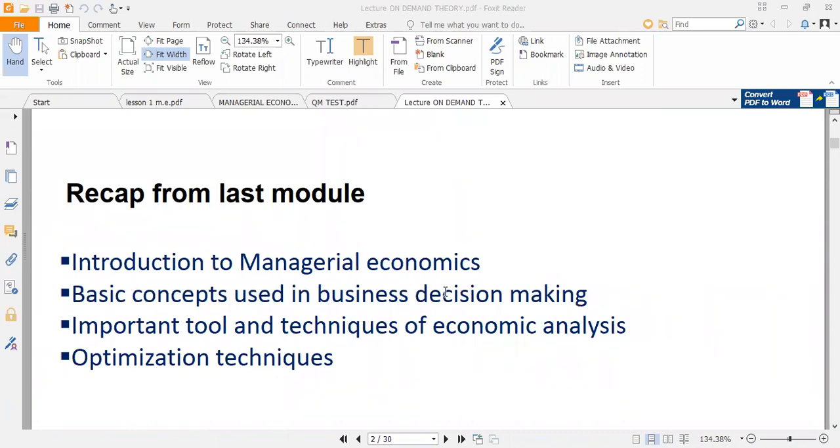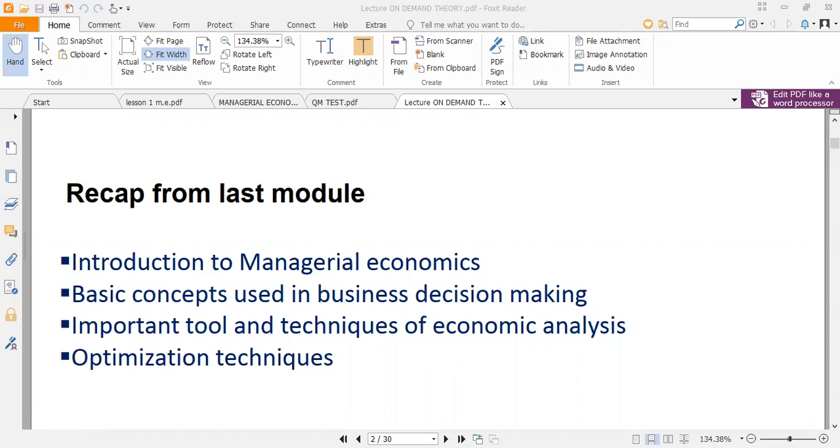So, yesterday, we had looked at the introduction to Managerial Economics and how managerial economics is used for decision making. It is an important tool that brings economic theory and integrates it to decision sciences in making optimal decisions. So this is a recap from yesterday's class. So today we want to now look at the demand theory.